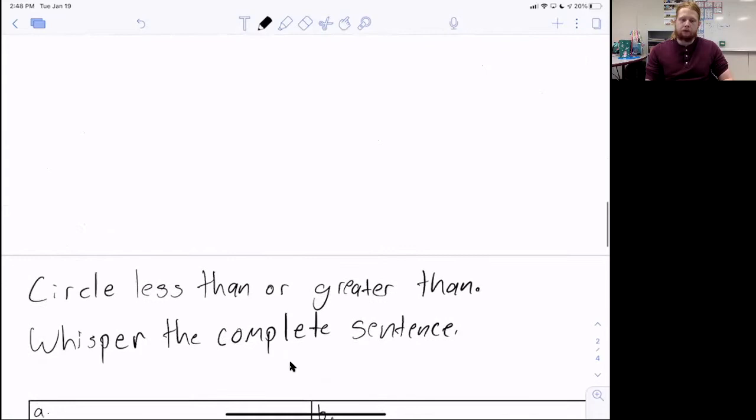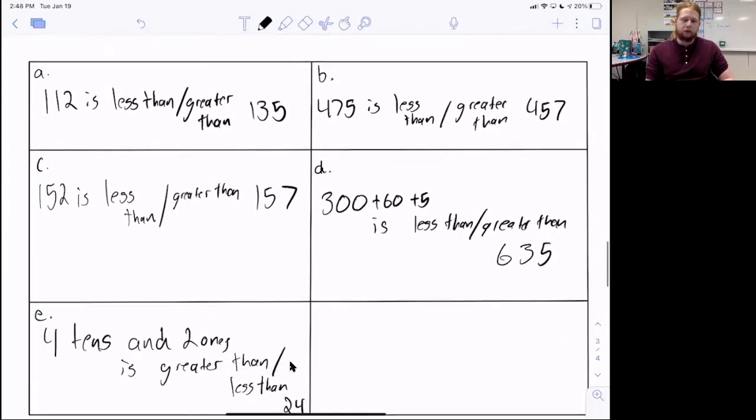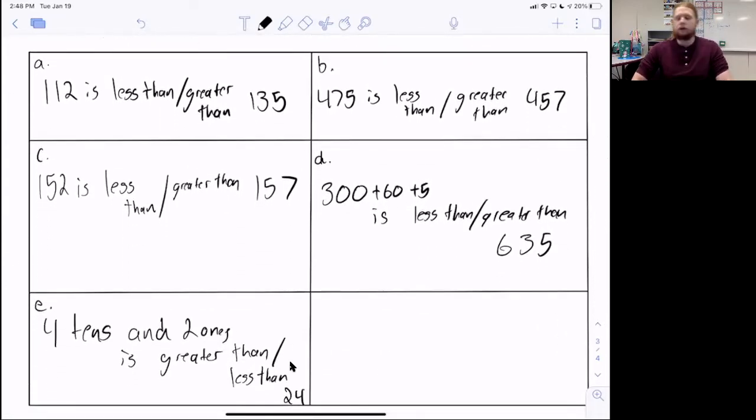And our final part for this part of the lesson, the next lesson will come, is we're going to look at some problems and circle what makes the most sense. All right, 112 is less than or greater than 135. Well, the ones are the same in the 100s place, but in the tens place, this 1 is different than this 3. What is bigger, 1 or 3? 3. So 112 is less than 135.